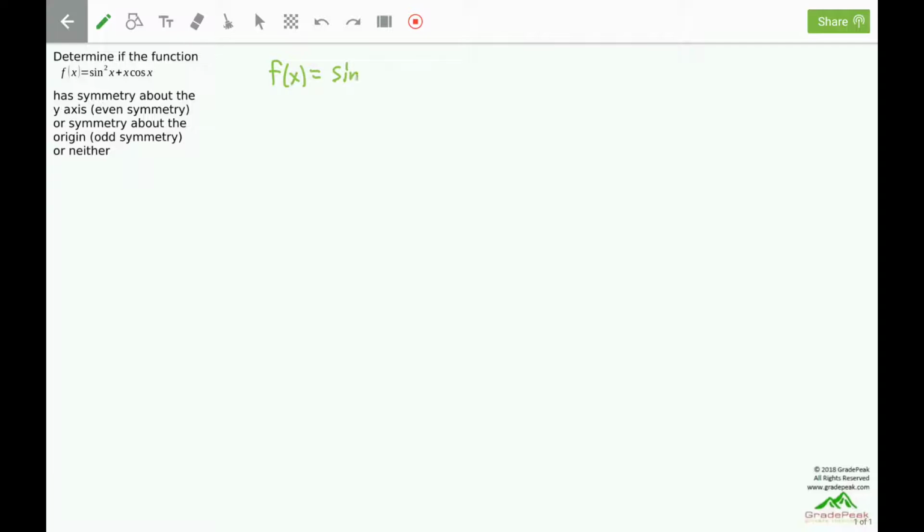F of x equals sine squared of x plus x cosine of x is made up of a sine function which has odd symmetry, squared. Odd times odd is even, therefore that term will have even symmetry, plus an x to the first power which has odd symmetry times cosine of x which has even symmetry, and odd times even will have odd symmetry. So we have a term that is even symmetry plus a term that is odd symmetry, therefore this is expected to have neither symmetry.